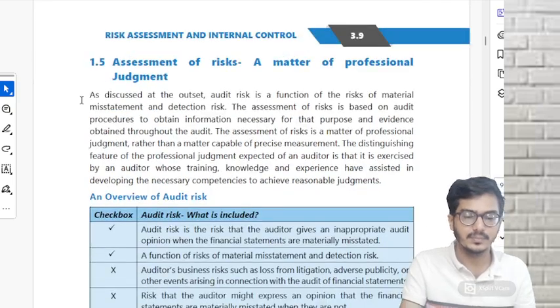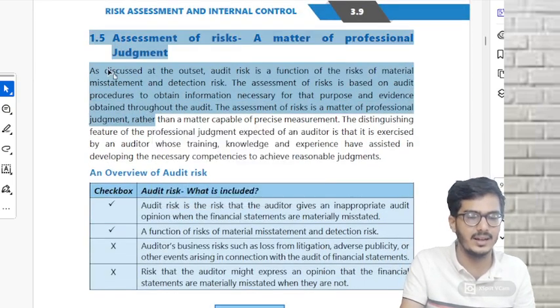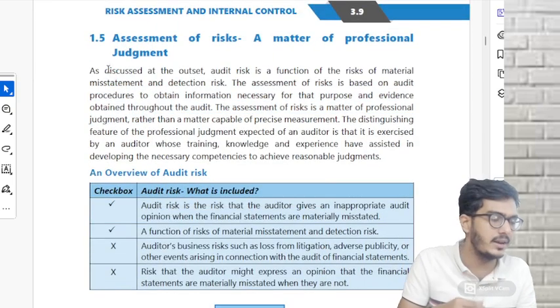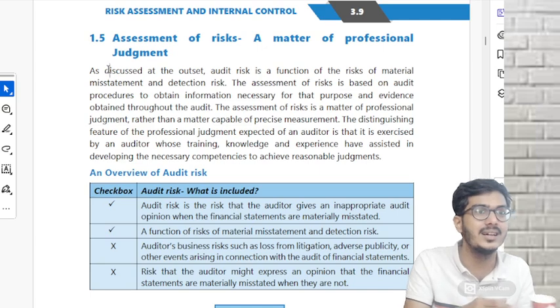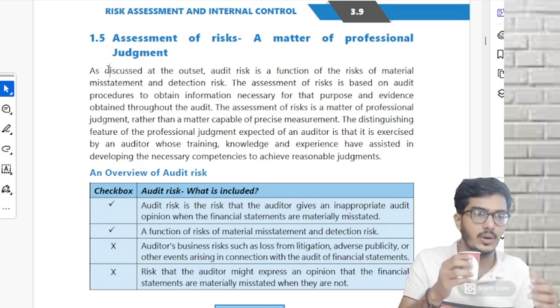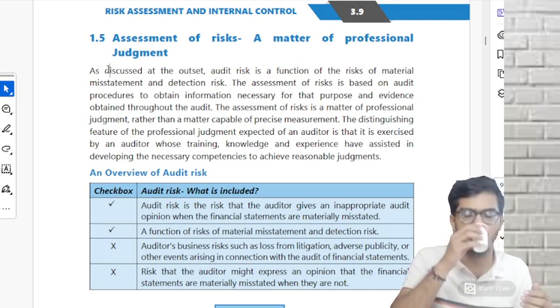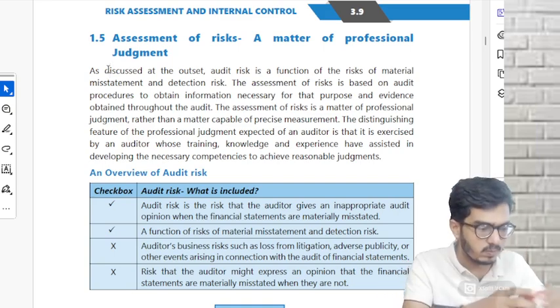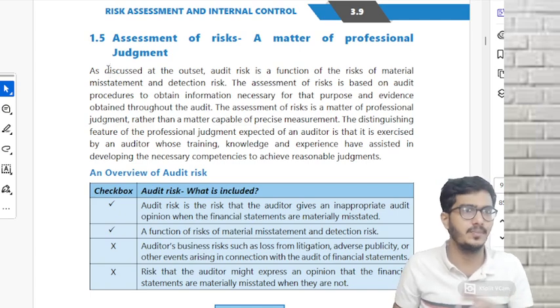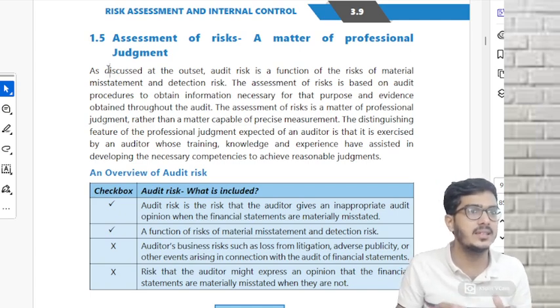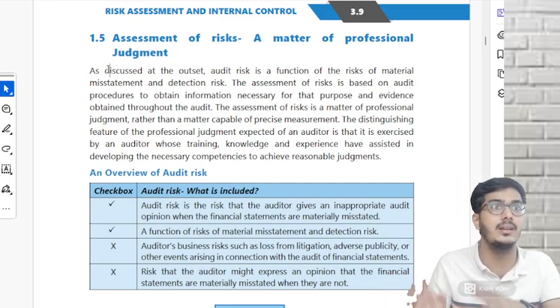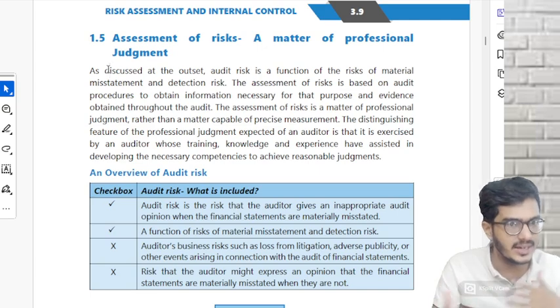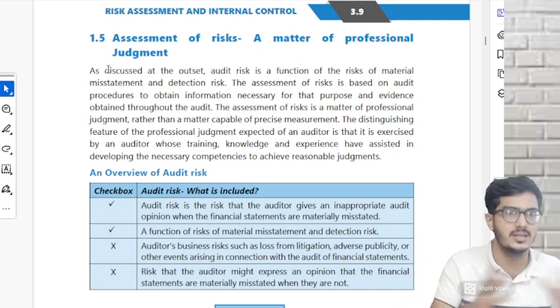Understood? Then this is complete RMM. What they're telling, assessment of risk. Generally, when we start the audit, we have to assess the ROMM. How do we assess the ROMM? I will tell you. We're going to learn one SA called SA 315, identifying and assessing the ROMM through understanding the entity, environment, internal control. So while we understand the entity, environment, internal control, we are going to understand the basics.